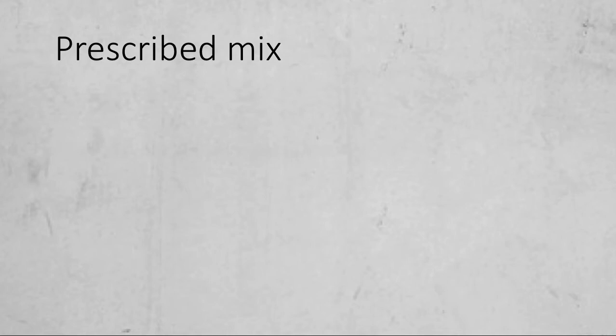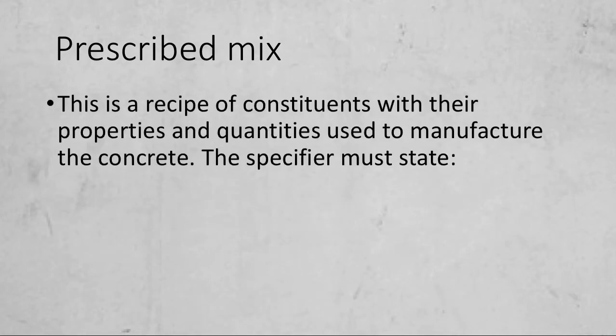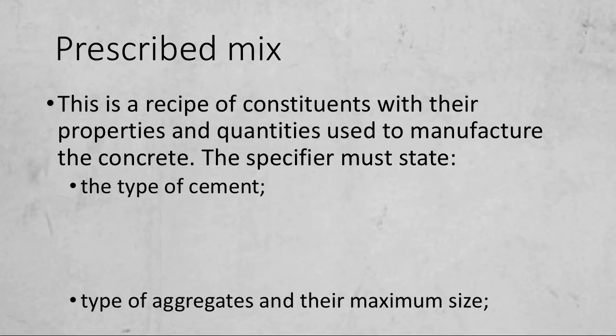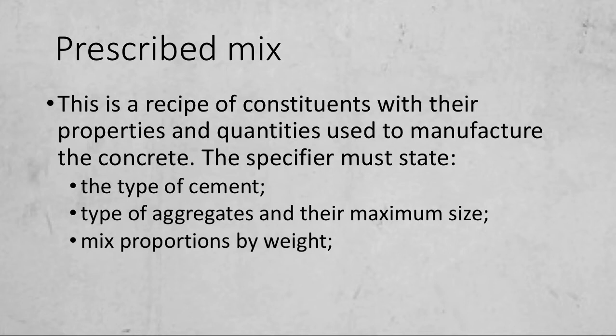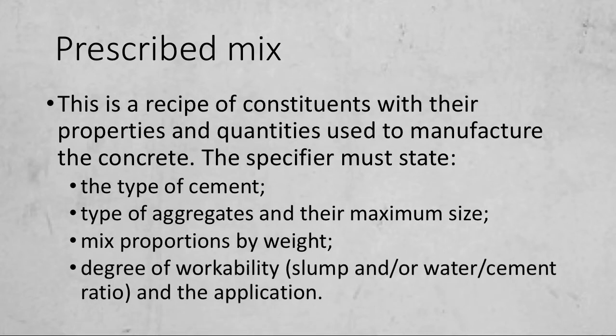Now the prescribed mix is another form of specification. It is a recipe of constituents with their properties and quantities used to manufacture the concrete. The specifier must state the type of cement, type of aggregate and the maximum size, mix proportions by weight, degree of workability, whether it be slump and or water to cement ratio, and the application.